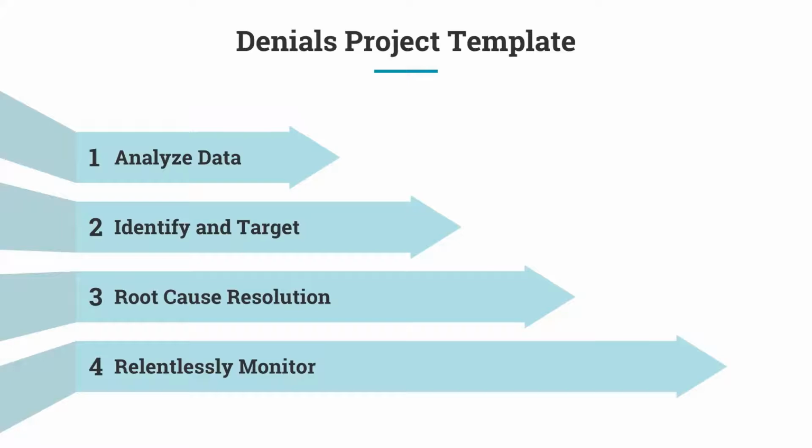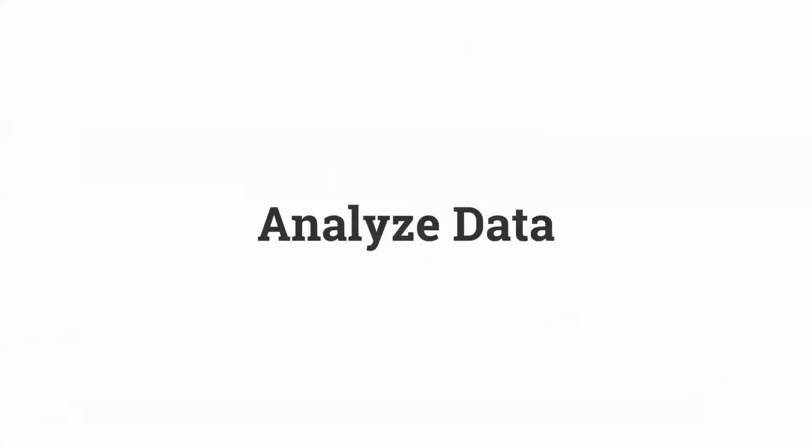So the first thing we want to do is analyze our data. Then we're going to identify and target initiatives. From that, we're going to do our root cause resolution. And then we're going to do what we call relentlessly monitor. That means that once we have an initiative implemented and we have the root cause resolved, we want to continuously monitor that to make sure that it doesn't slip out and we have a denials issue with it again. So it's for our long-term sustainability so we can keep that net revenue coming in.